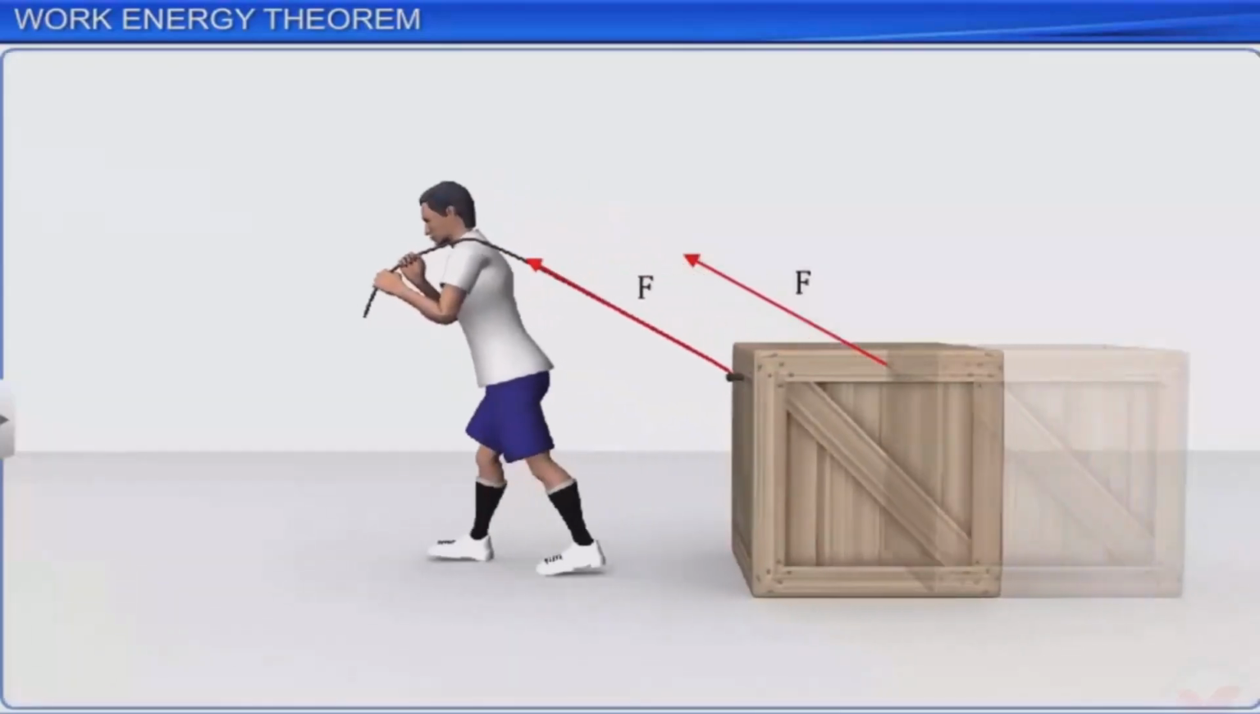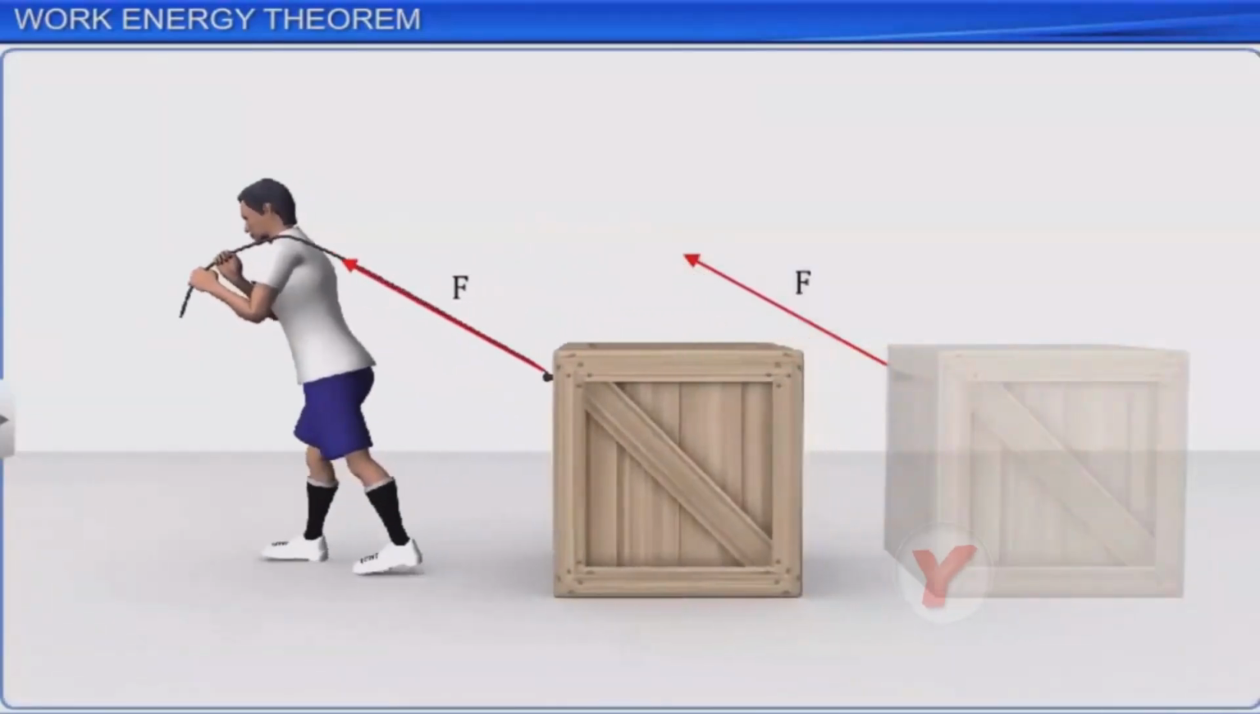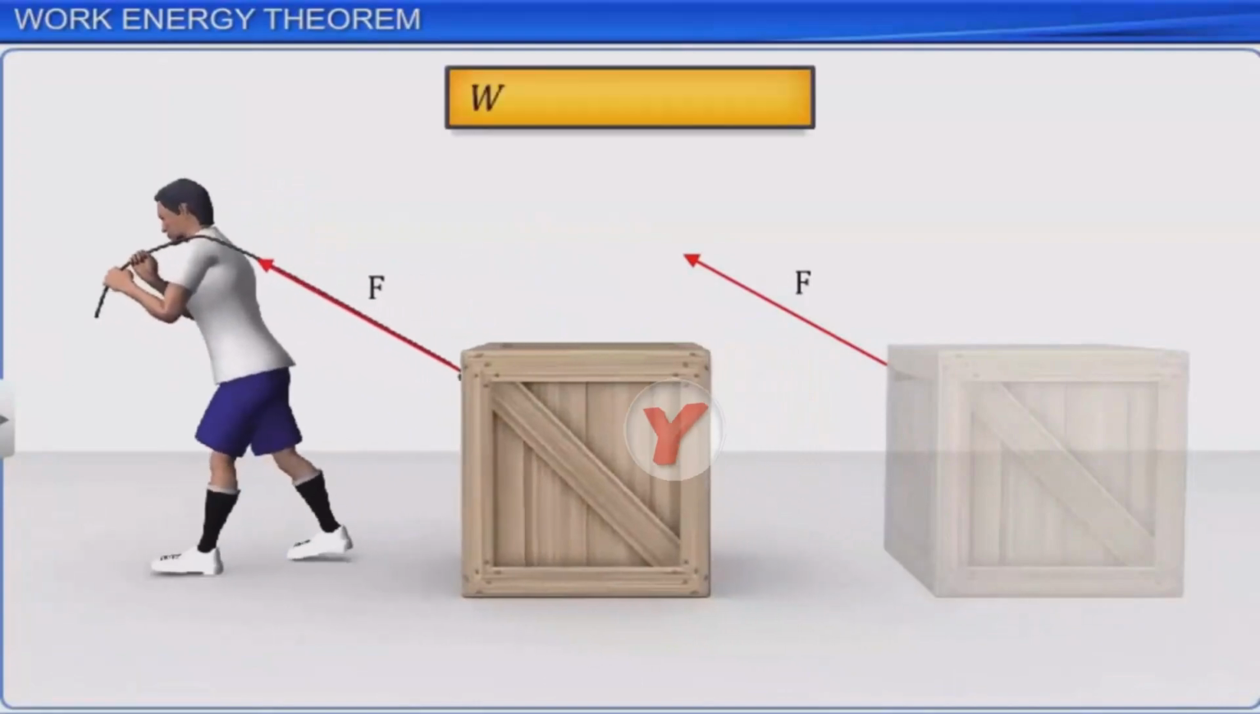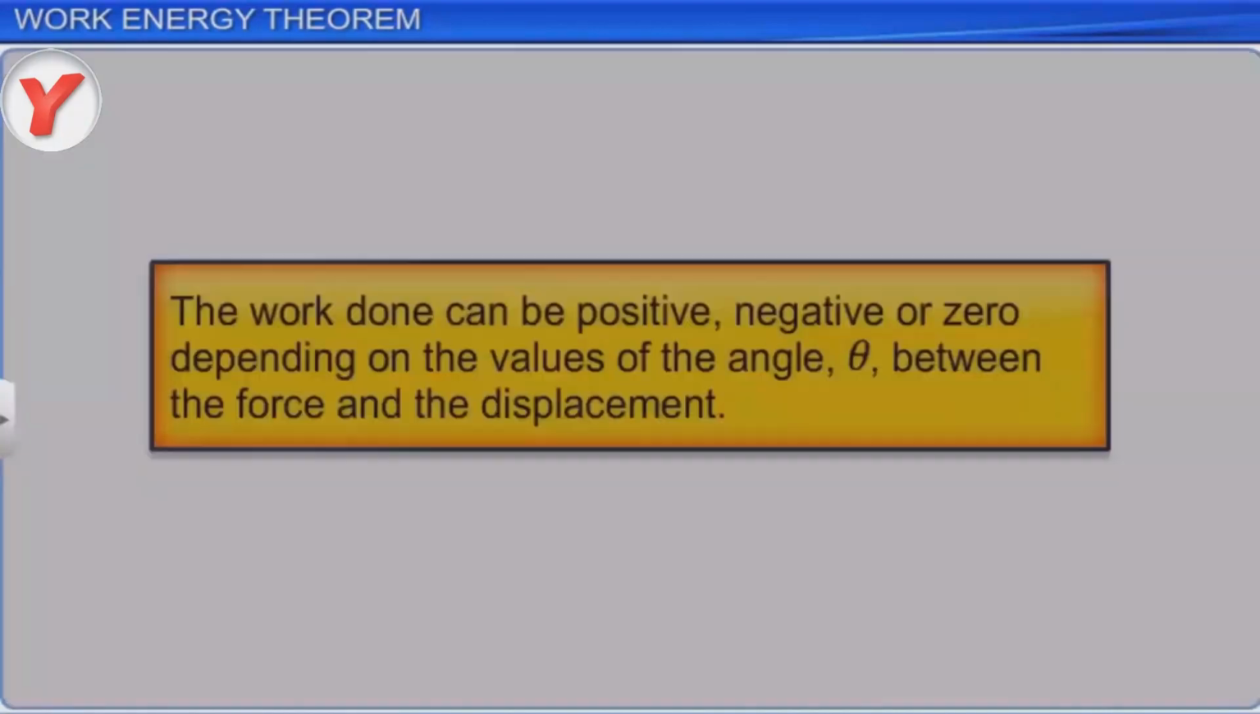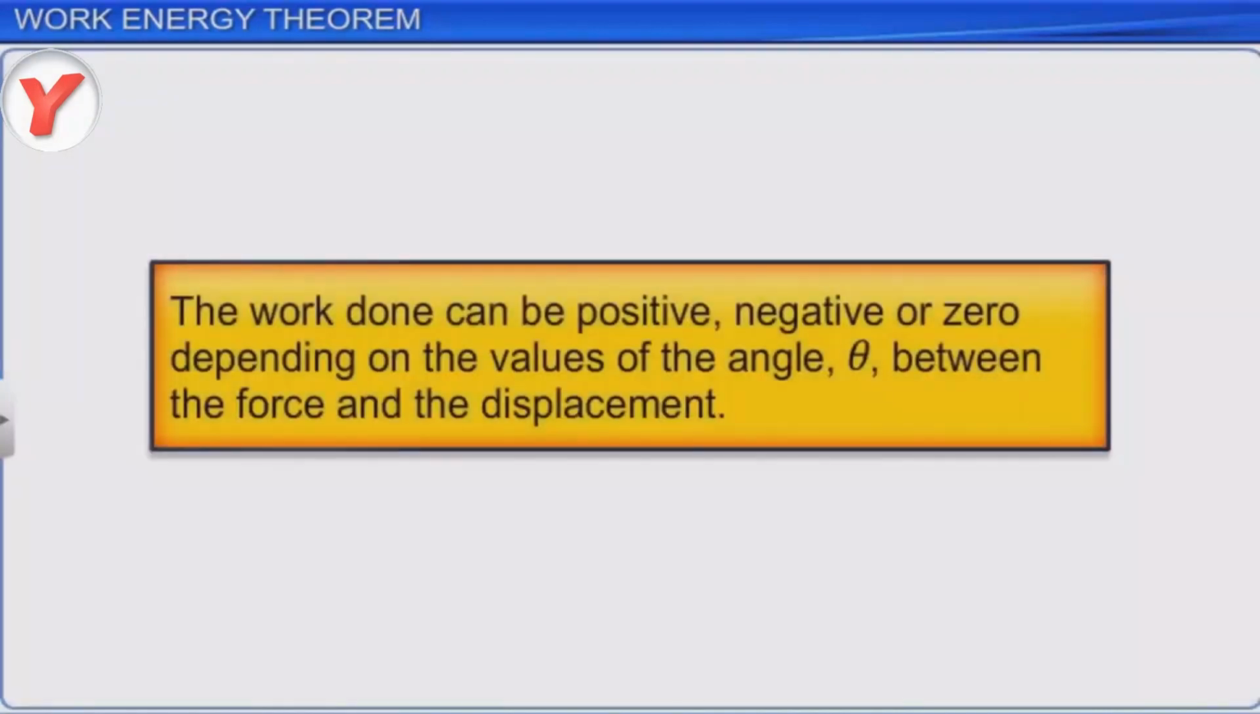Now, using the dot product, we can measure the work done as the dot product of the force and displacement, which is equal to Fd cos theta. However, the work done can be positive, negative, or zero, depending on the value of the angle theta between the force and the displacement.